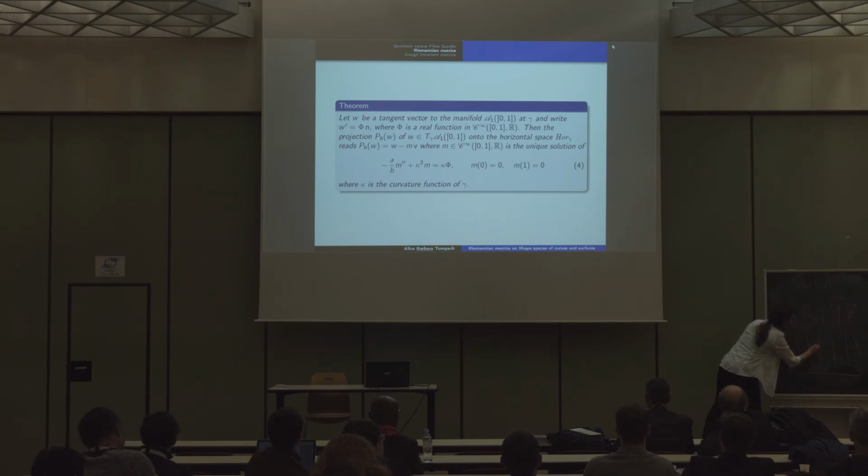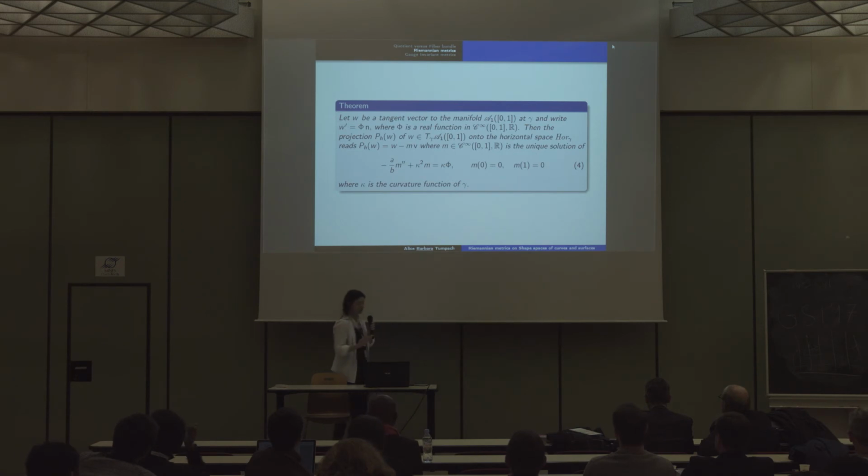And then you project your tangent vector to arc length on this horizontal space, and you see what it does. So the difference between the vector and its projection is something which can be written like this. So if W is the tangent vector to arc length, then the projection is W minus something which is tangent to the fiber, which can be written like m times v. V is the velocity vector along the curve. And what m should satisfy is this equation, where kappa is the curvature of your curve.